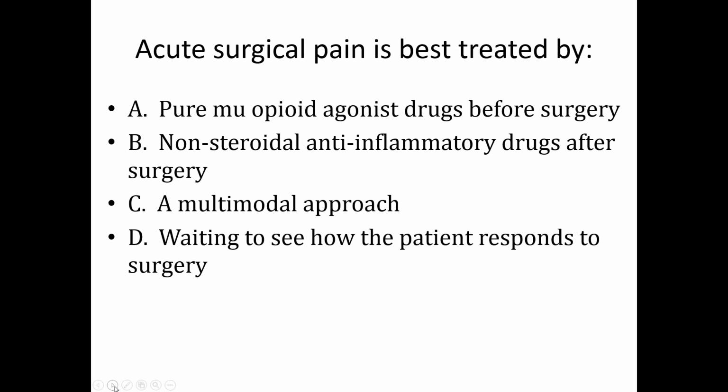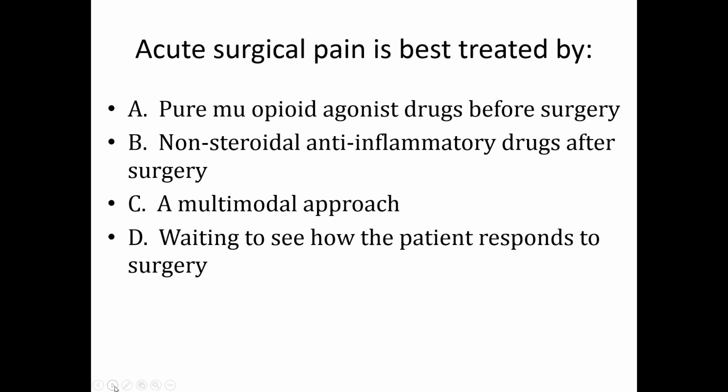So another question. You can choose A, B, C, or D. Acute surgical pain is best treated by a pure mu opioid agonist drug before surgery, non-steroidal anti-inflammatory drugs after surgery, a multimodal approach, or waiting to see how the patient responds to surgery.